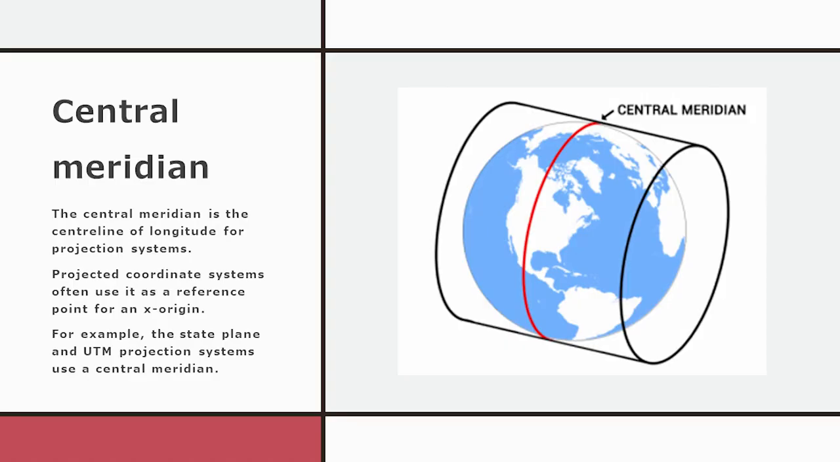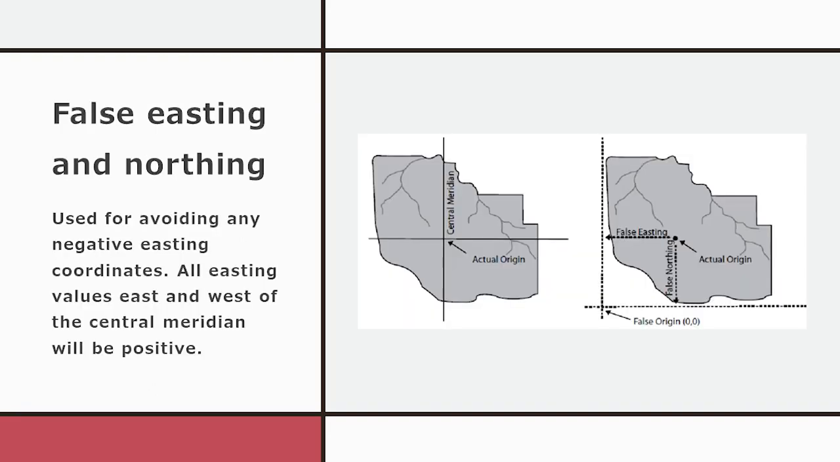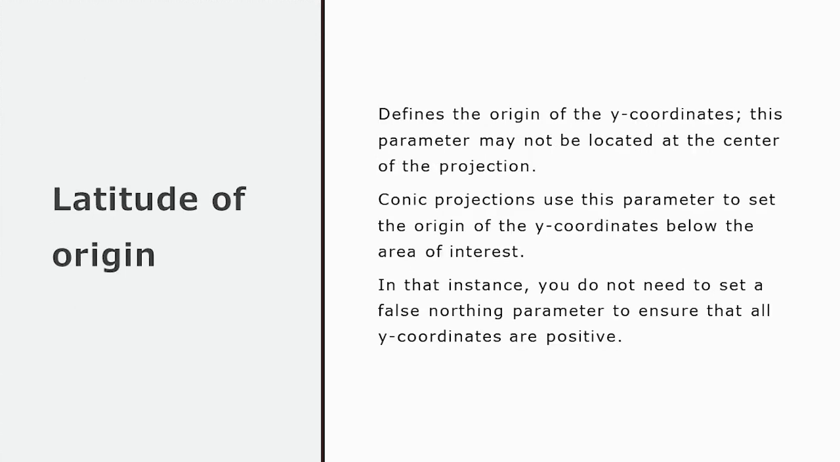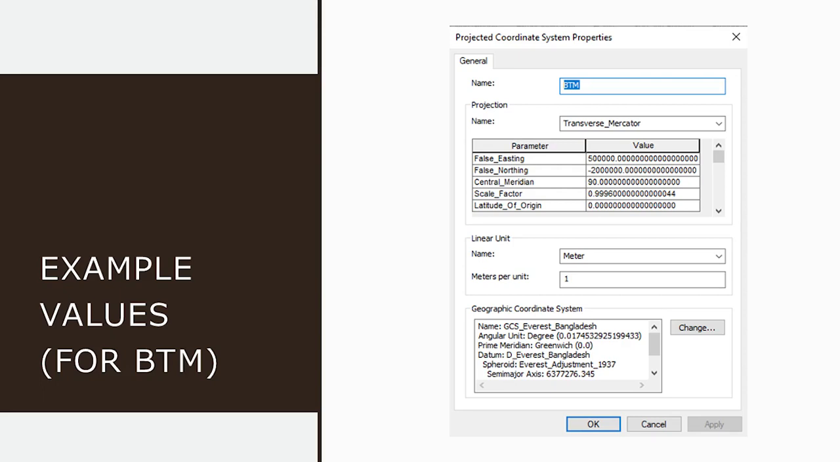The central meridian is the center line of longitude for projection systems. We use it as the x-origin. False easting and northing are used for avoiding any negative easting coordinates. It is used for offsetting the origin. Scale factor is used to scale everything. Latitude of origin defines the origin of y coordinates. This parameter may not be located at the center of the projection. Now let's look at example value.